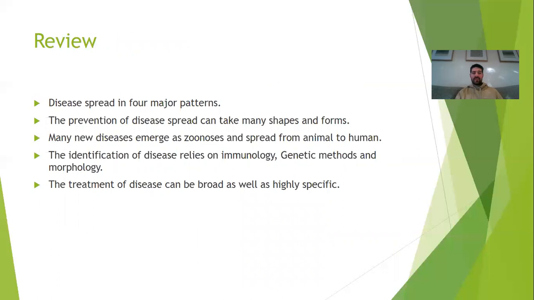In review, we know that disease spreads in those four major patterns, and the ways we can prevent disease spread take many different shapes and forms. We talked about things like washing hands and sanitation, etc. Many of these diseases come as zoonoses, and they spread from animals to humans. Scientists rely on identifying them using immunology, genetic methods, and morphology. Once they've identified the disease, the scientists can then treat it in either a broad way or a highly specific way. So I hope this video wrapped up all of our disease work.